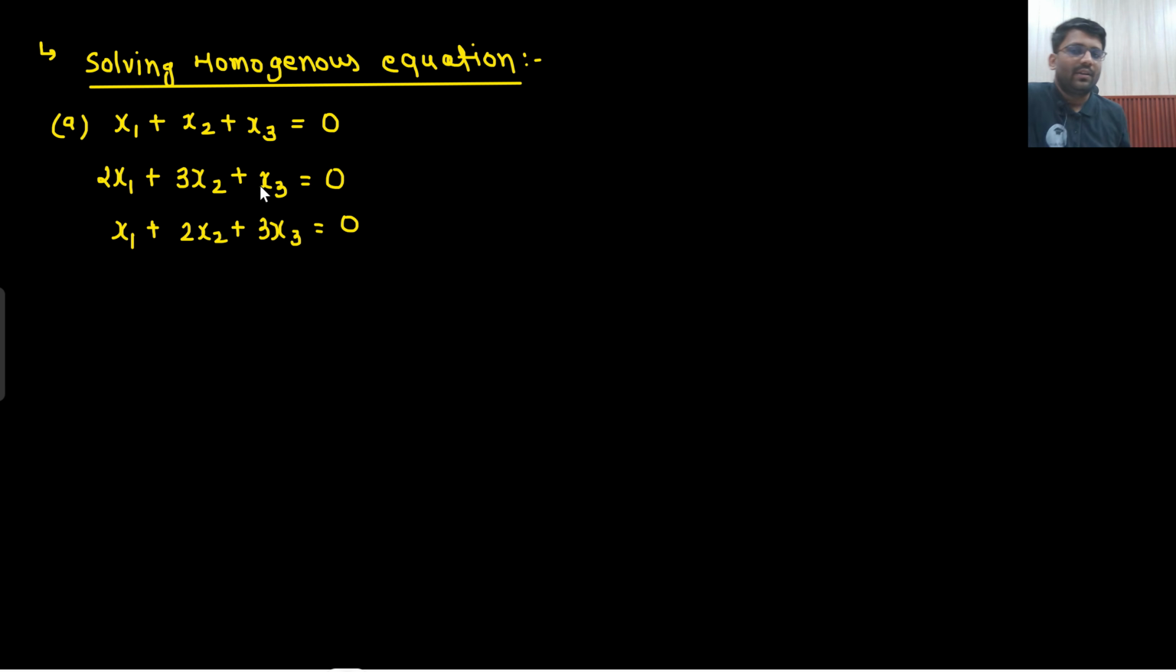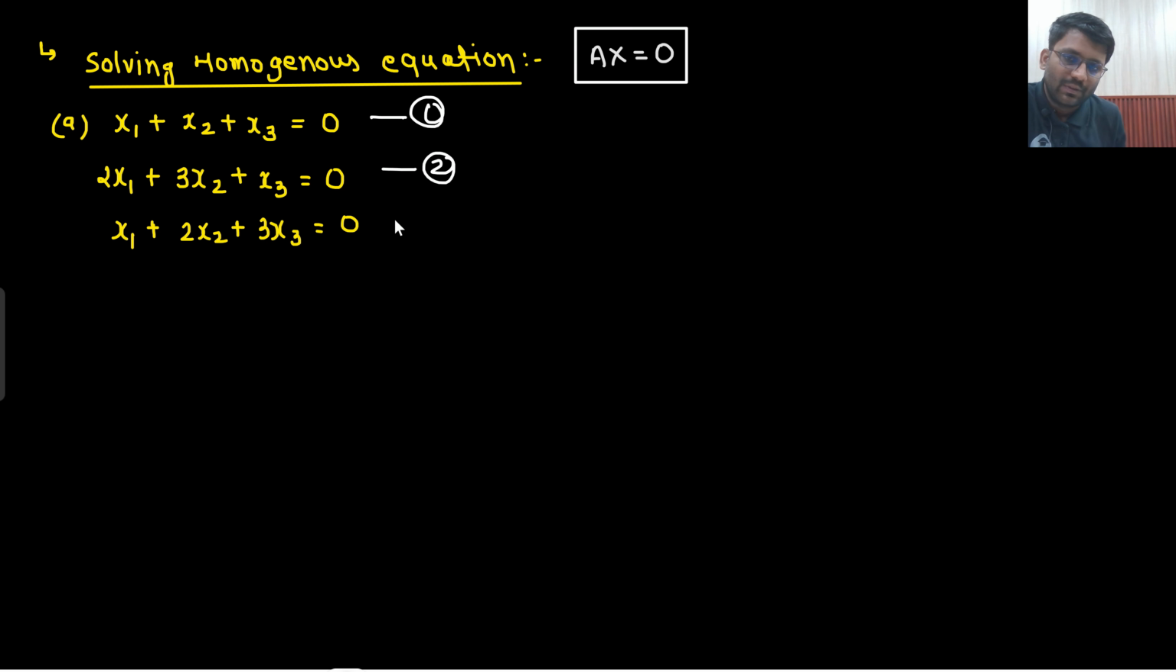Now let's study homogeneous equations. So here what will be the form? Ax equals b, but you can see the constant matrix is 0. So the form will be Ax equals 0. Can you solve these equations on your own? What I am doing, let's call this equation 1, this equation 2, and this equation 3.